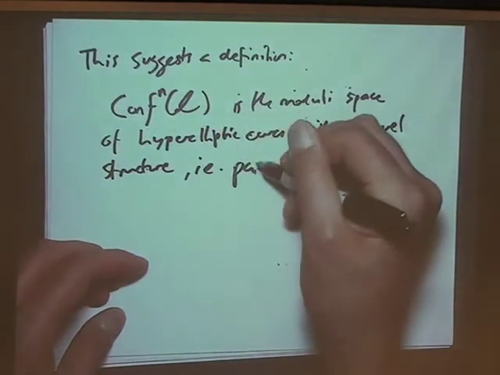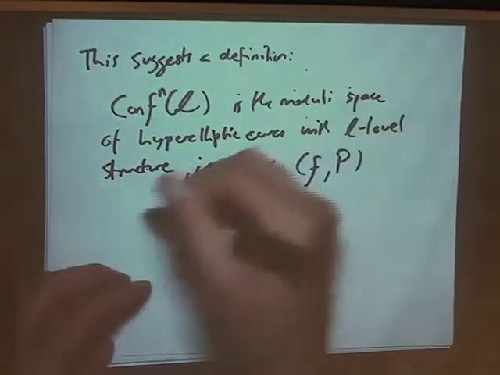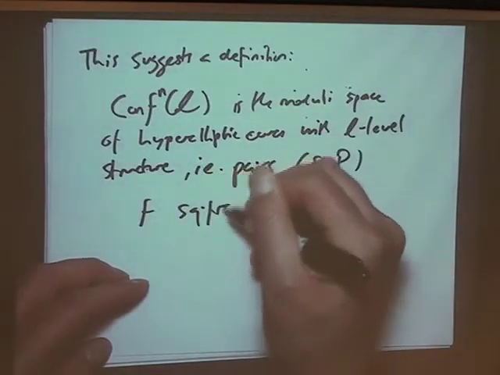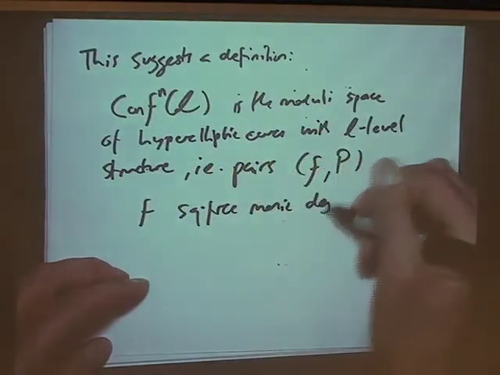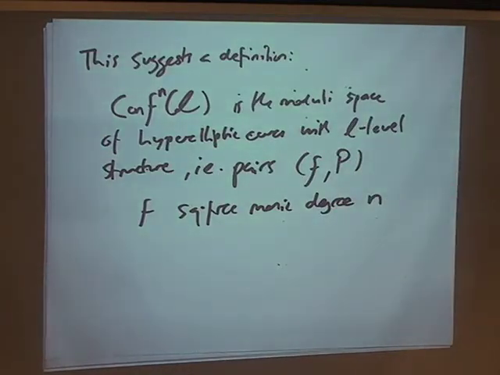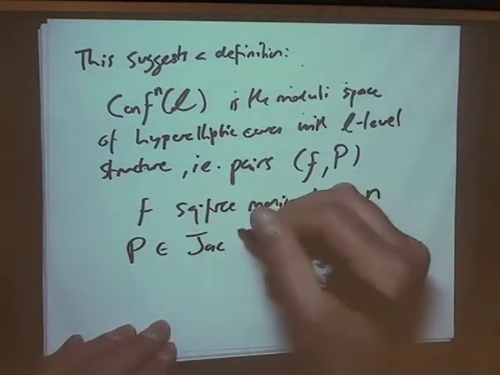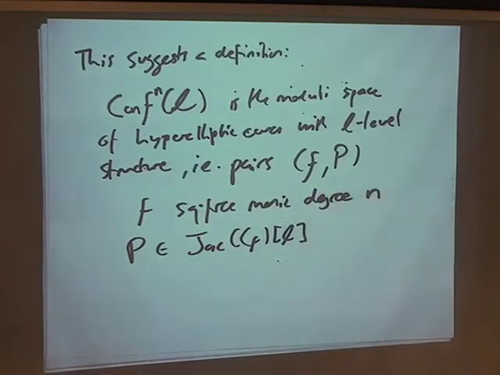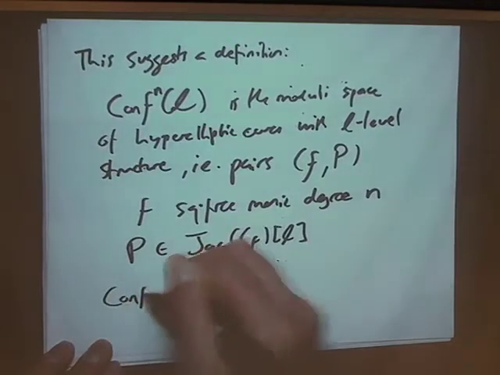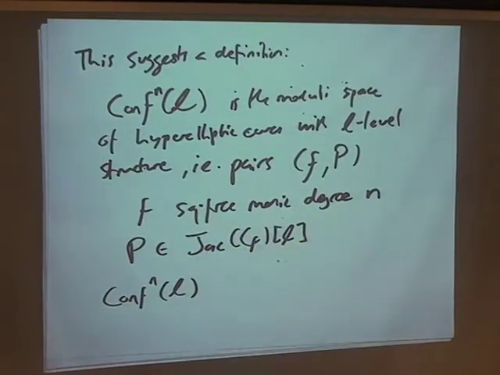More formally, it's pairs (f, P), where f is square-free monic of degree n. And actually for this definition, we don't really care whether n is even or odd. That's to make the analogy with class groups work, but everything I say from now on is going to be fine whether n is even or odd. So f is the kind of thing that's parameterized by Conf_n, but then P is an L-torsion point in the Jacobian of this curve. So this is a cover of Conf_n.